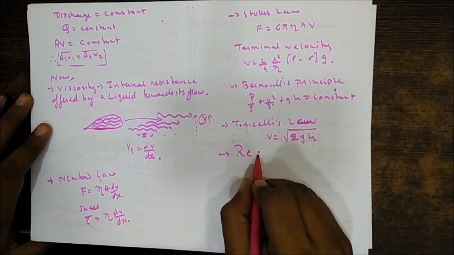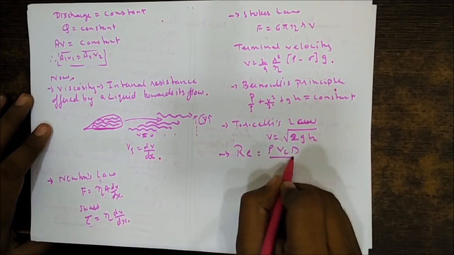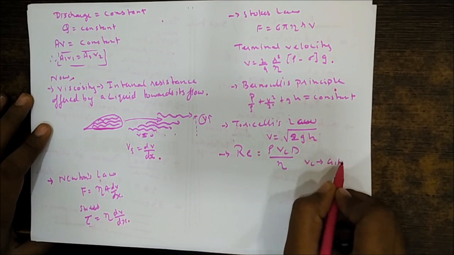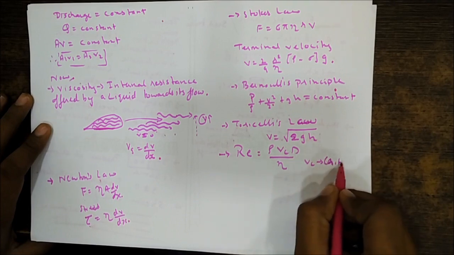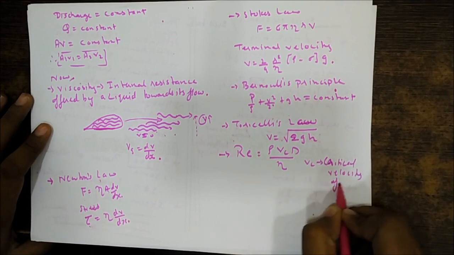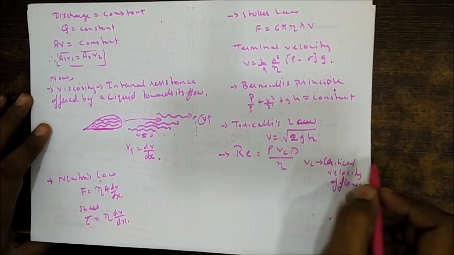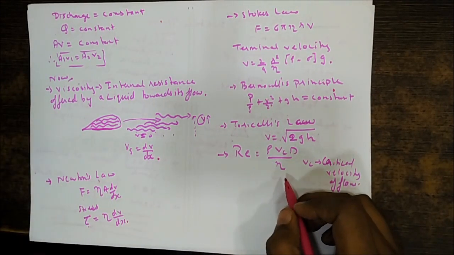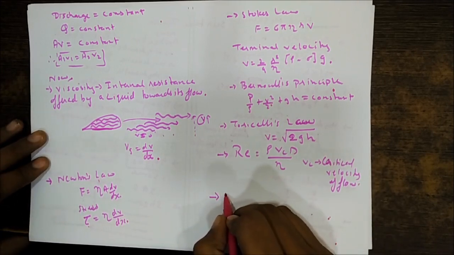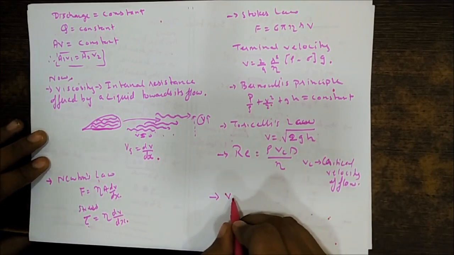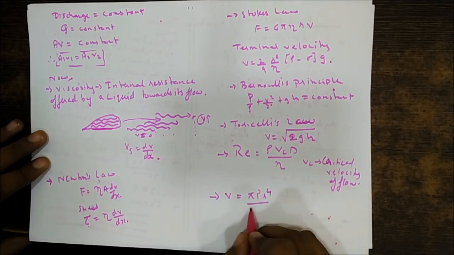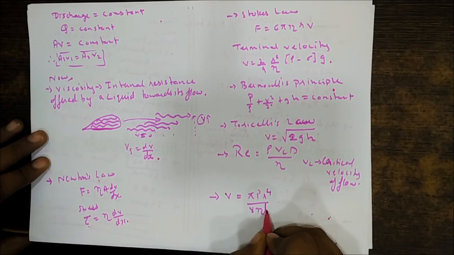Reynolds number is rho Vc D upon eta. Vc is the critical velocity of flow, D is the diameter of the tube, rho is the density, and eta is the coefficient of viscosity. I have Poiseuille's formula, that is V equals pi P r raised to 4 upon 8 eta l.